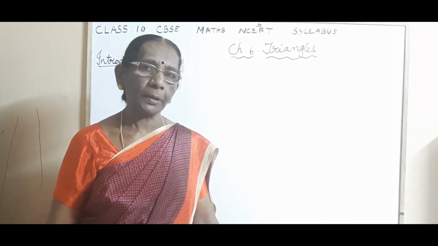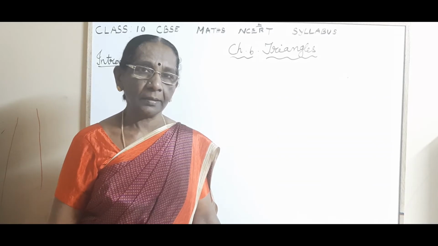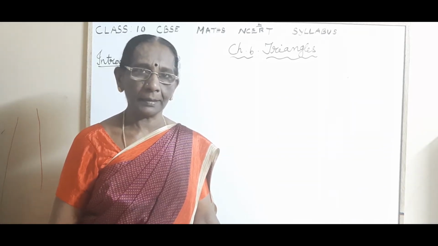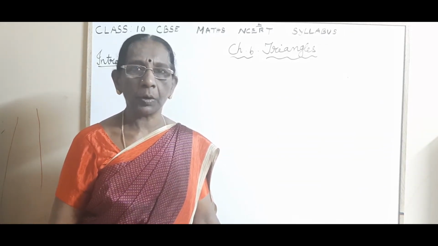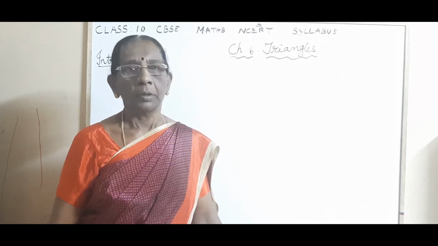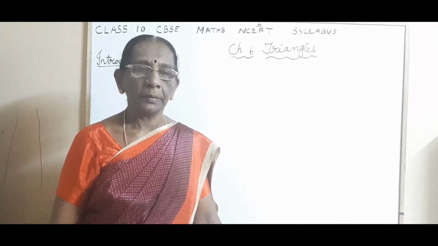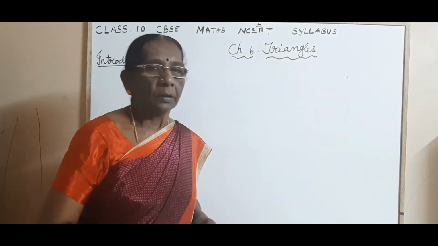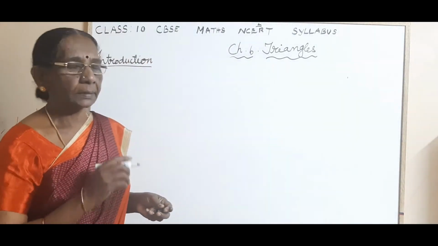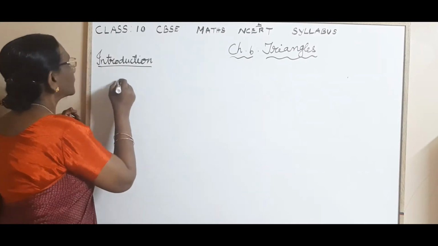In this session, we are going to start a new chapter. Chapter number 6, Triangles. First, let us have a small recap about the triangles, what you have studied in earlier classes. Okay, first, we'll have a recap about polygons. What are polygons?